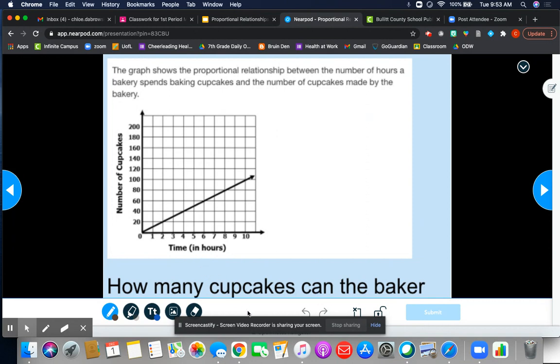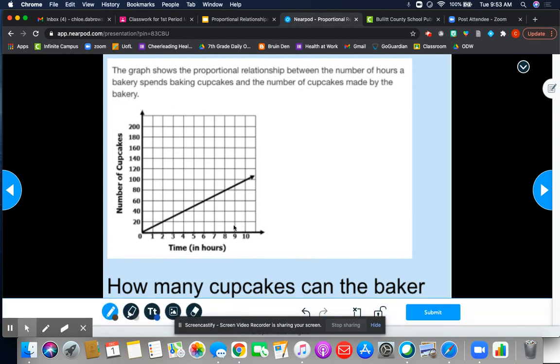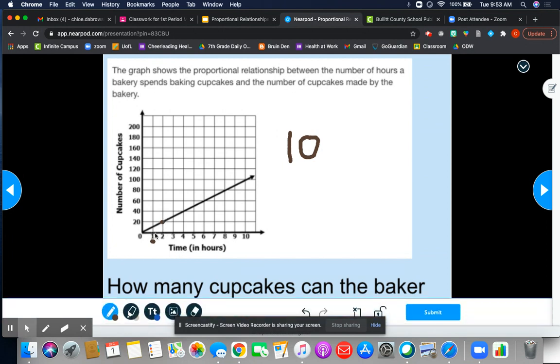All right, how many cupcakes can the baker make in 1 hour? So again, if I look here, 1 hour is not exactly on the line. So if we want to make sure we are absolutely correct, I'm going to look for which point is on the line and look for that unit rate, because the unit rate is when x is 1. So if we go to the next point, 20 divided by 2 is 10. So every hour that baker is making 10 cupcakes, and if you notice, that kind of makes sense. So 1 is 10, 2 is 20, 3 would be 30, 4 is 40, and so on and so forth.